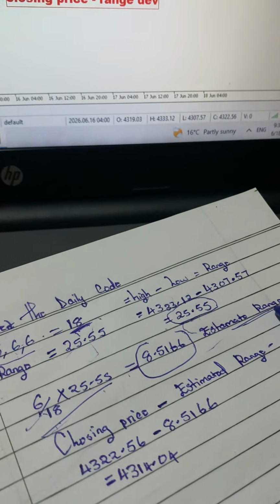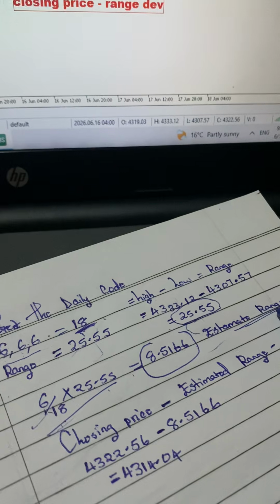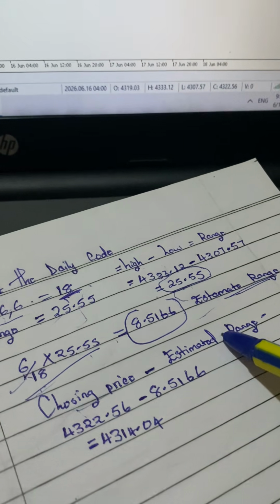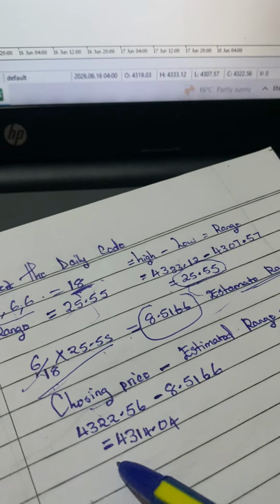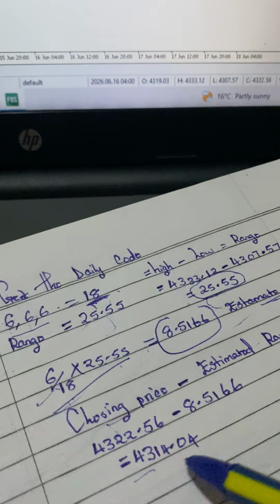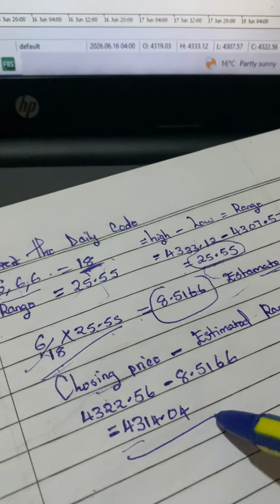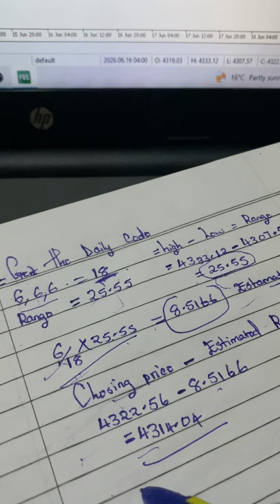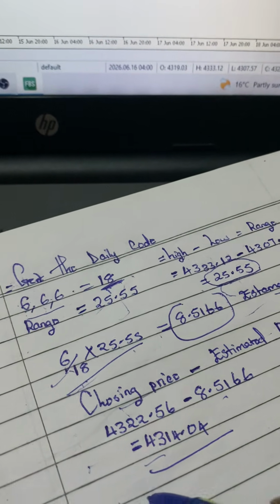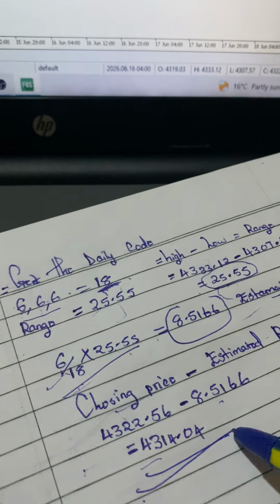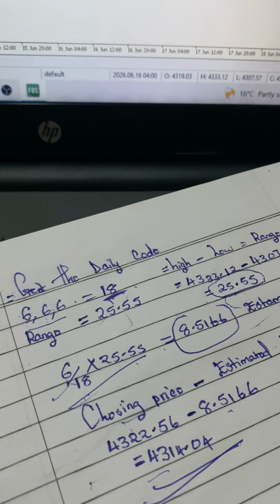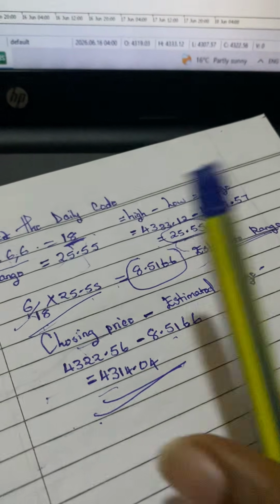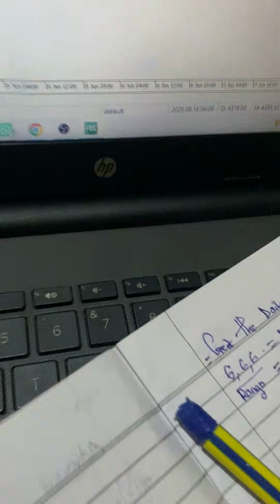After I get the estimated range, what do I do next? I take the closing price minus the estimated range to get where the low of the next 4-hour candle will form. There. Closing price minus the estimated range, I'm getting 4314.04. After I get that, I go to the 1 minute time frame and plot that point, 4314.04. Now let me close this.